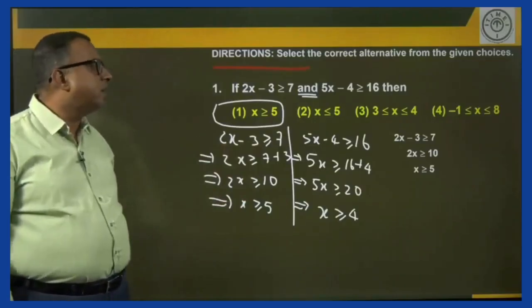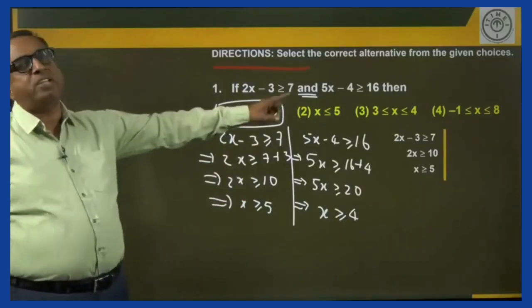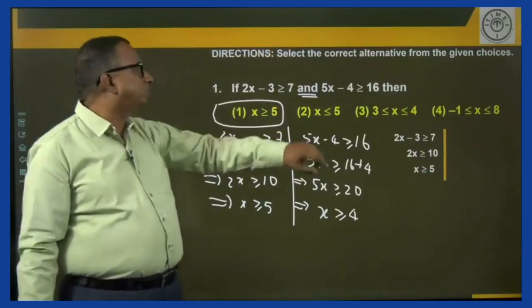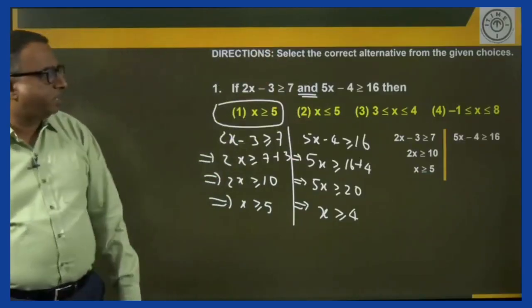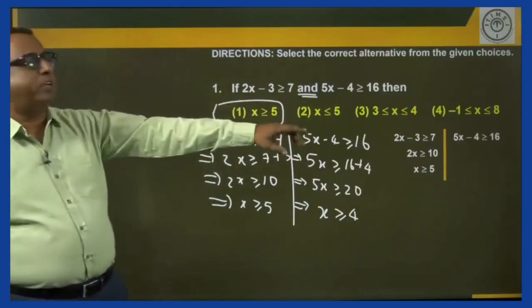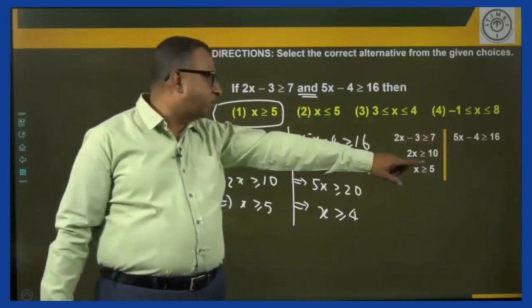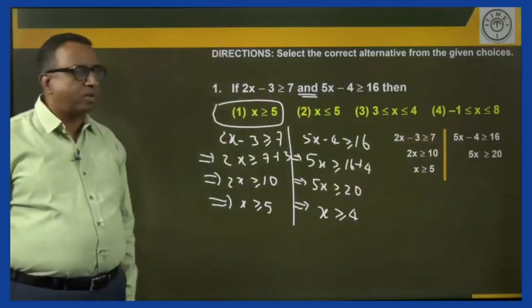Okay, that's the first thing. Second thing, you have 5x minus 4 is greater than or equal to 16. Take that 4 to that side. If you take that 4 to that side, 4 plus 16 is 20. 5x greater than or equal to 20.